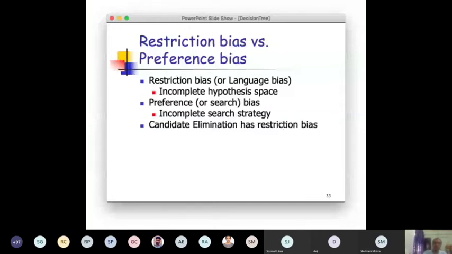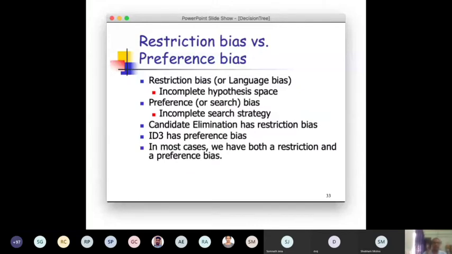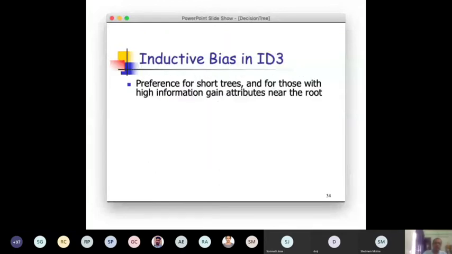Like candidate elimination has restriction bias, whereas this particular algorithm, which is ID3, that's the name of the algorithm, what I discussed so far, the best principle I discussed, has more preference bias. And in most cases, we have both a restriction and a preference bias. So in real life, when you design machine learning algorithms, you will see a mixture of both.